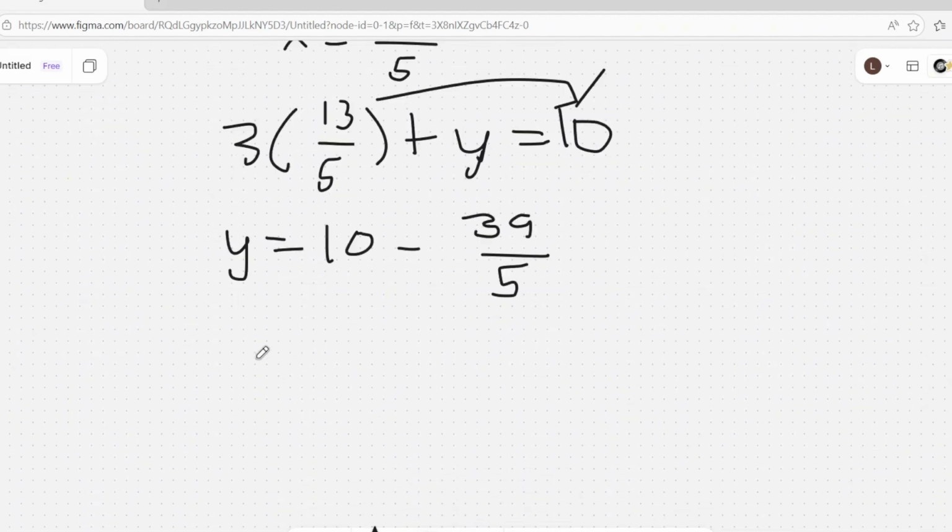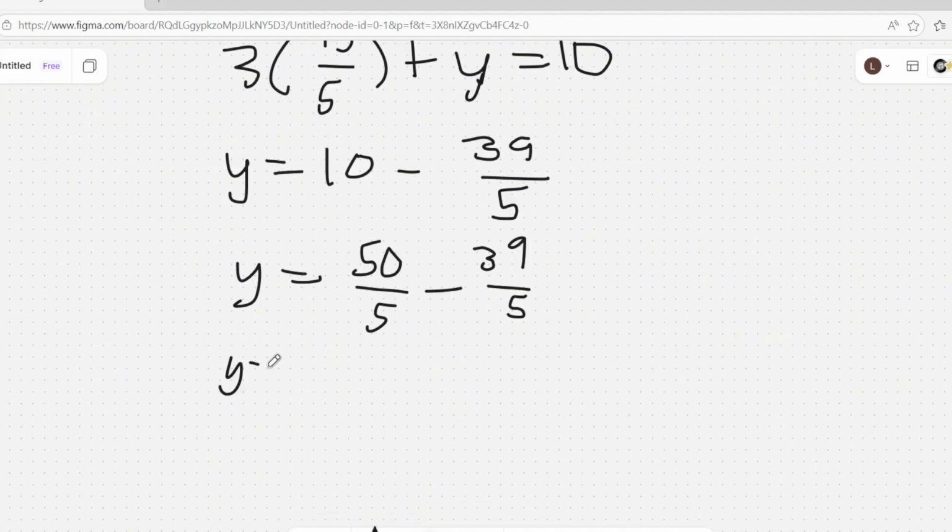So by applying the rule, we can transpose this 10 into a fraction. So it will become 50 over 5. Since its value is also 10, we really didn't change anything. We just changed it into a fraction. Minus 39 over 5. So by the rule of subtracting fractions with the same denominator, we simply subtract the numerators. 50 minus 39 is 11, and we just copy the denominator. So our answer for y is 11 over 5.